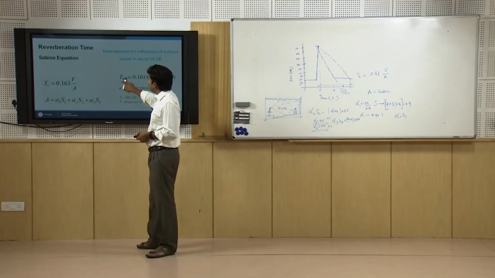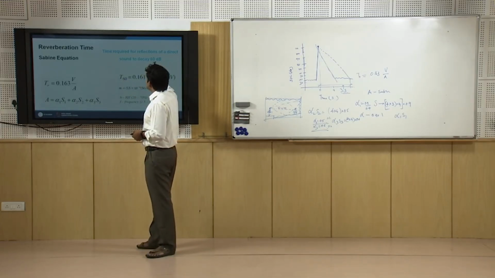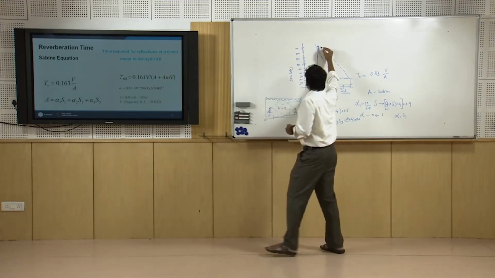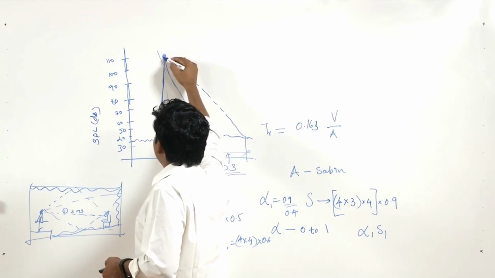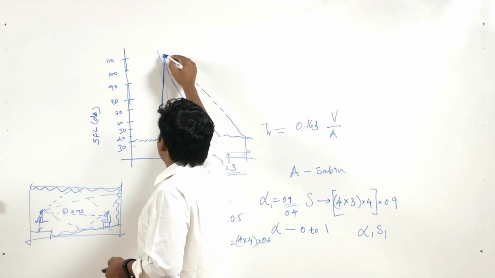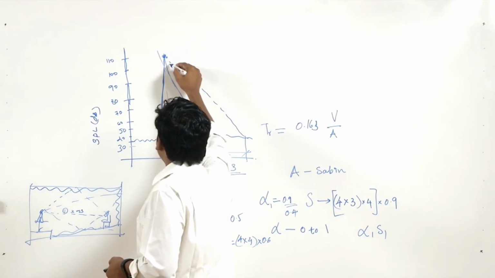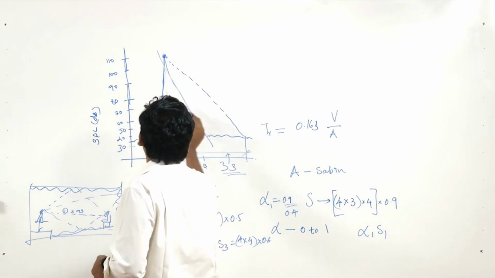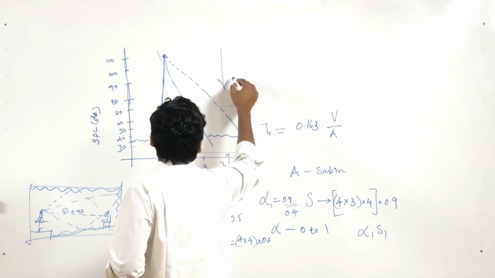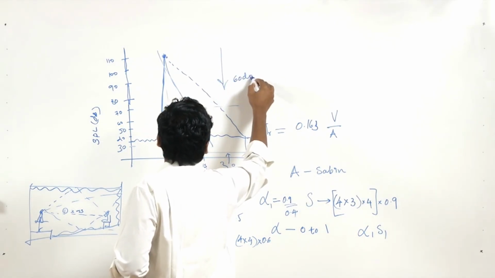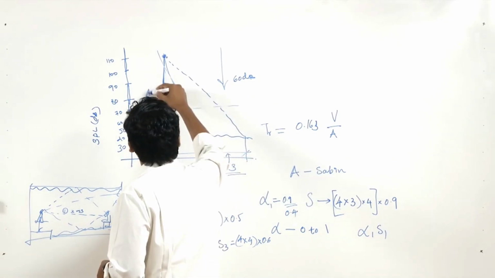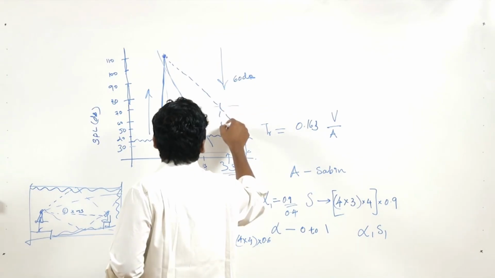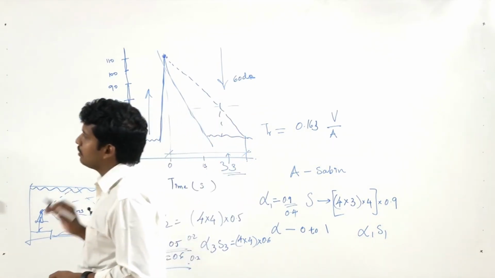There is a term called T60, which is 60 decibel. The sound has to decay by 60 decibel. In this case, you have a sound pressure level of 110 dB. This is a maximum. From 110 dB, the sound pressure level has to decay down by 60 decibel. The total decay should be 60 dB. The time taken for the drop by 60 dB is actually what you measure as reverberation time.